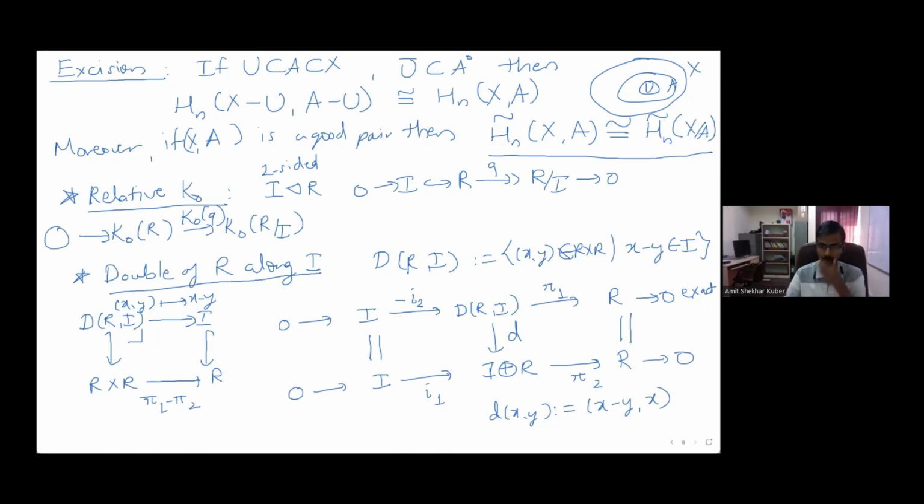Fine. So d of x, y is x minus y comma x. Well, I will talk about this second exact sequence after some time. I'll come back to it, but for now, let's look at the first one. So we have this pi1 map, and so do we have pi2, because DRI is a subring of R cross R. From R cross R, you can go to R in pi1 and pi2 both ways.